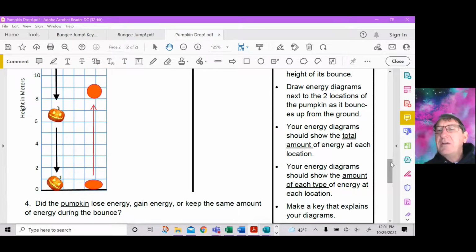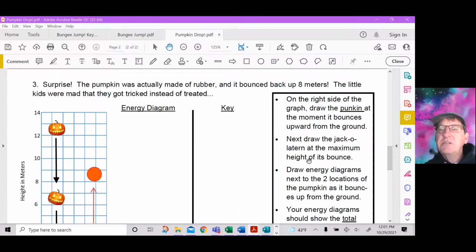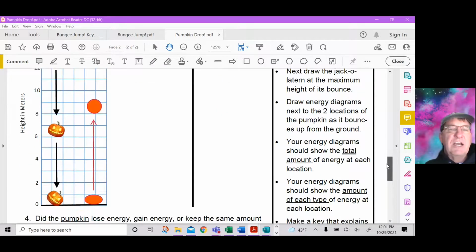So now I have taken care of the first 2 bullets. I've drawn the pumpkin when it hit the ground, and I showed an arrow that it's bouncing upwards, and I drew it at the height of its maximum bounce. So if you need a minute to do that, pause the video. I'm going to move on.